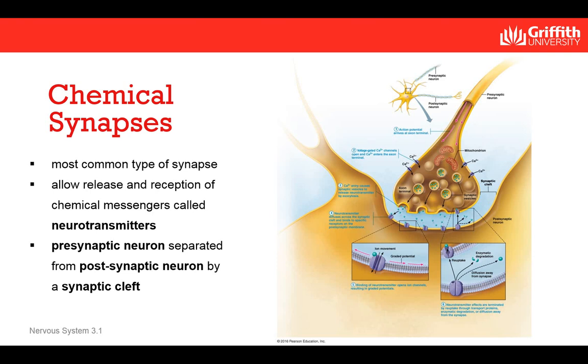This may happen in one of three ways. Either the neurotransmitter diffuses away from the synapse, or it is degraded by enzymes present in the synaptic cleft, or there is reuptake of the neurotransmitter by astrocytes or the presynaptic terminal where the neurotransmitter is stored.